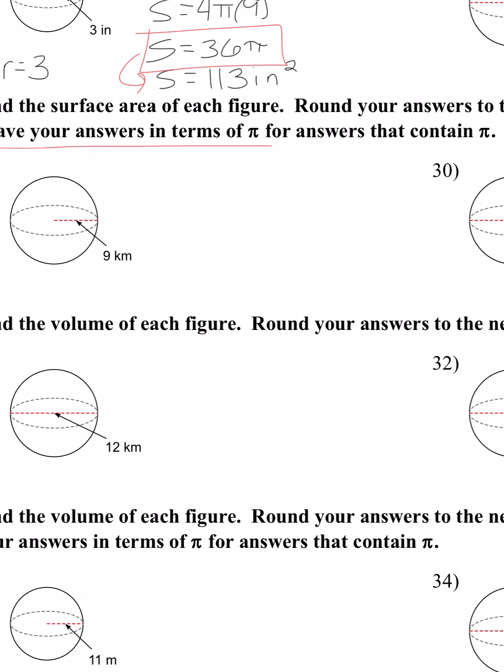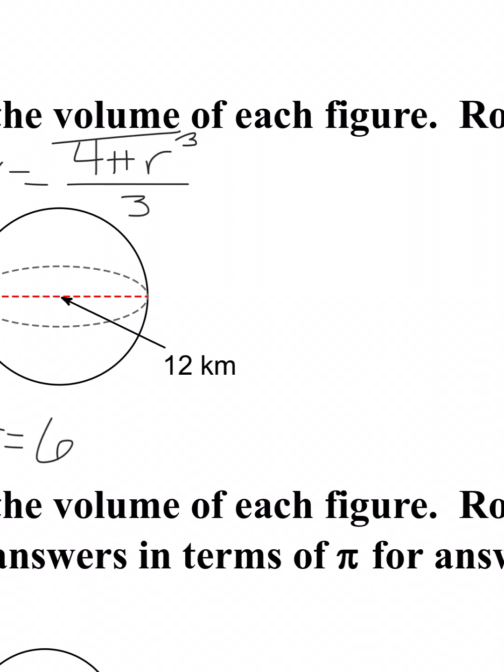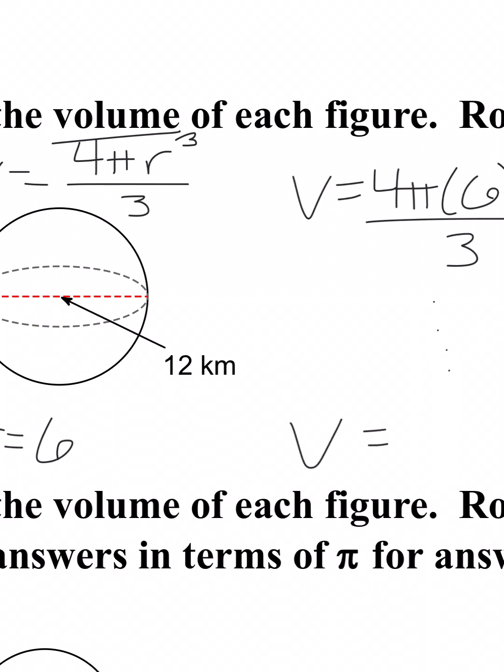Okay, last one we're going to talk about is number 31. What is 31 asking for? Volume, and what's its shape? Still a sphere, right? So we have 4 pi r cubed divided by 3. So again, what's the only thing we need to know? Radius, which is 6. Just plug it in. 4 pi times 6 cubed divided by 3.